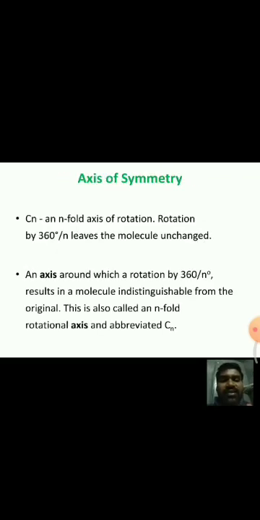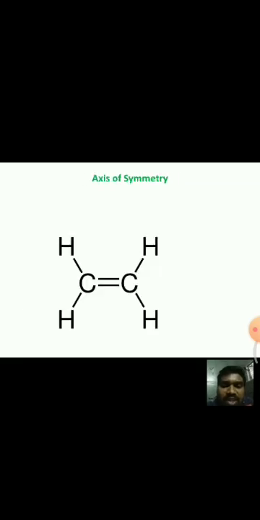Axis of symmetry means it is an axis passing through the molecule through which the rotation by 360 by n degrees results in the identical molecule. Then the molecule is said to be having a Cn axis. For example, if a molecule is said to be having a C2 axis, then 360 by n, that is 180 degrees. That means through an axis which is passing through the molecule, if you rotate the molecule by 180 degrees, if you get the same molecule, then the molecule is said to be having a C2 axis.